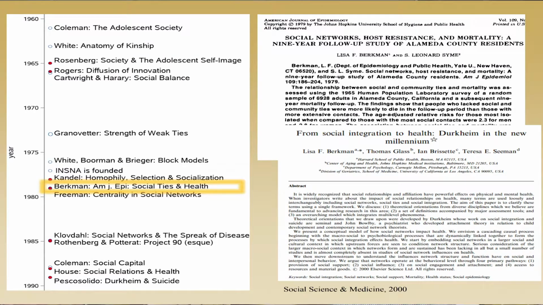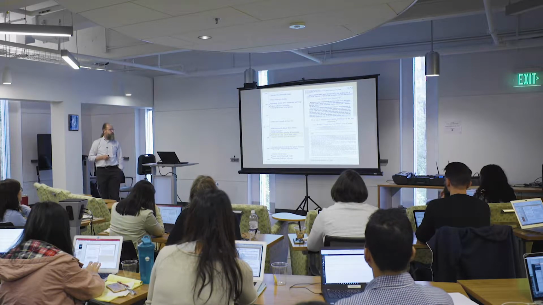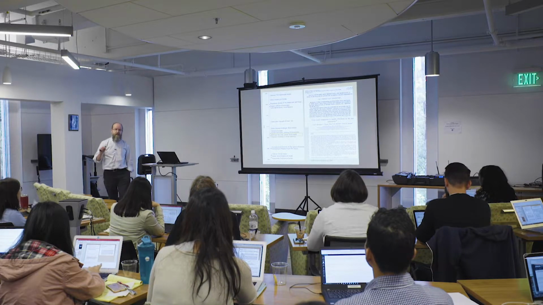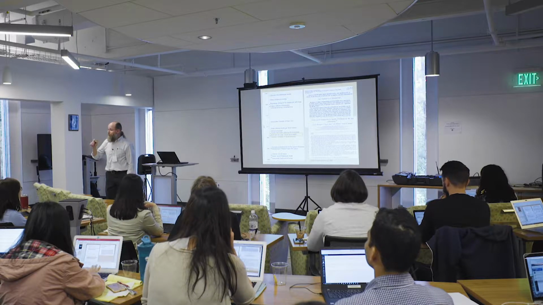There's been a lot of work on the social support idea and health, and probably one of the earliest work that's coming out of this is Berkman's stuff in the American Journal of Epidemiology paper. That shows that people's social ties actually created improvements in long-term mortality.